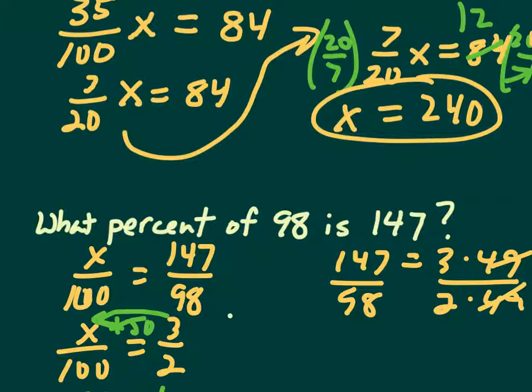So 3 times 50 is 150. So x equals 150. So we'll say 150% is our answer. And so reading that back into the question, 150% of 98 is 147. Since 147 is 49 more, that means it's a half more, and that's what 150% means.